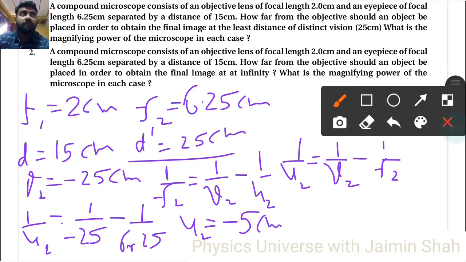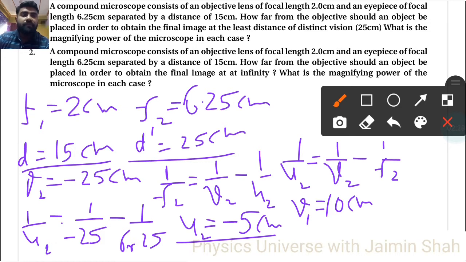Now we have to find v1. So v1 is equal to d plus u2. Now what is our d? 15 plus this will be 10. So that is v1, 10 cm. Now this is v1, right?